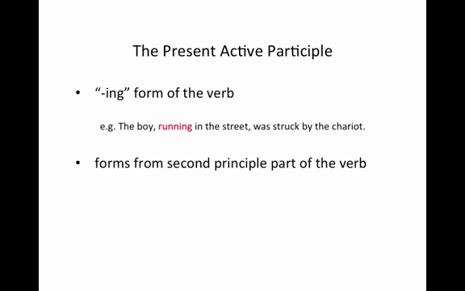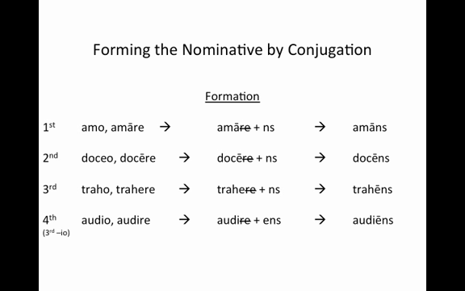It forms from the second principal part of the verb, which is the present active infinitive, and it uses third declension endings with just a little twist. So let's look at forming the nominative. By and large, all you do is drop off the -re from the infinitive and add -ns. The only aberration from this is for fourth conjugation and third -io, where you have to add an -e to that. So first conjugation will be amans, second docens, third trahens, and fourth audiens.